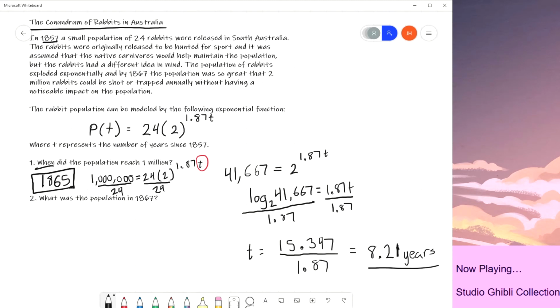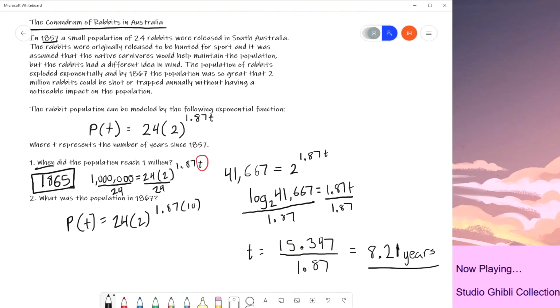All right, so now it also asked us what was the population in 1867. So 10 years later from 1857. That's simple enough to do. We just plug 10 in for t. So we get P of t equals 24 times 2 to the power of 1.87 times 10. That 24 looks like a 9. Let me make that a 4.